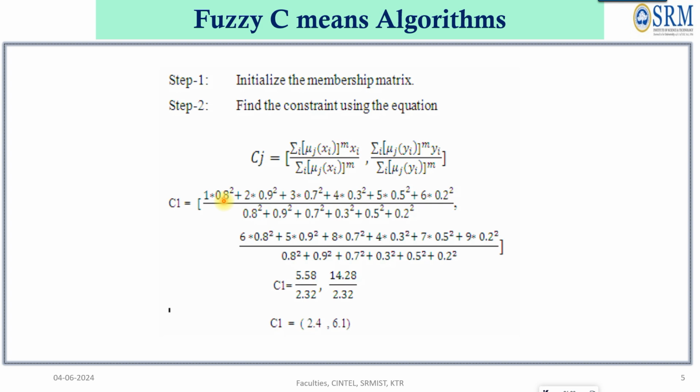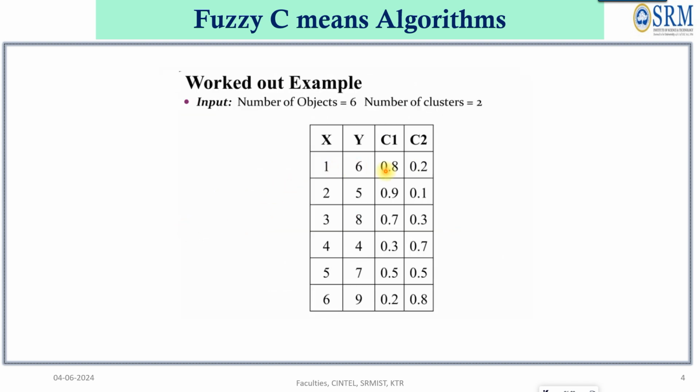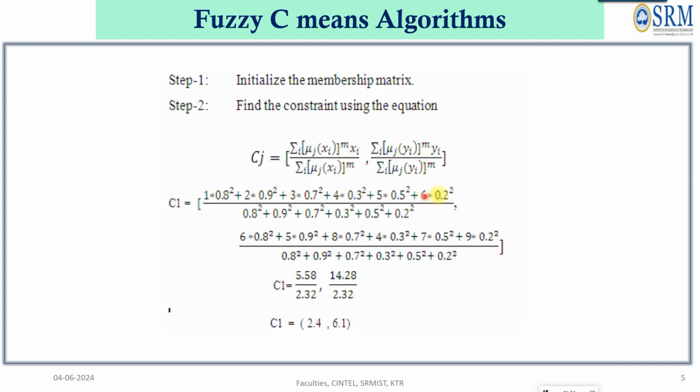1 into 0.8 the whole squared, because I have mentioned m as 2, right? Plus you just use all x points here and y points here. So x points are 1 into 0.8 whole squared, 2 into 0.9 whole squared, 3 into 0.7 whole squared, likewise 6 into 0.2 whole squared. That is what is mentioned in the numerator part of this particular portion, and divided by simply substituting the membership value, right? Here in the denominator, 0.8 the whole square, 0.9 whole square till 0.2 the whole square. The x part is over.